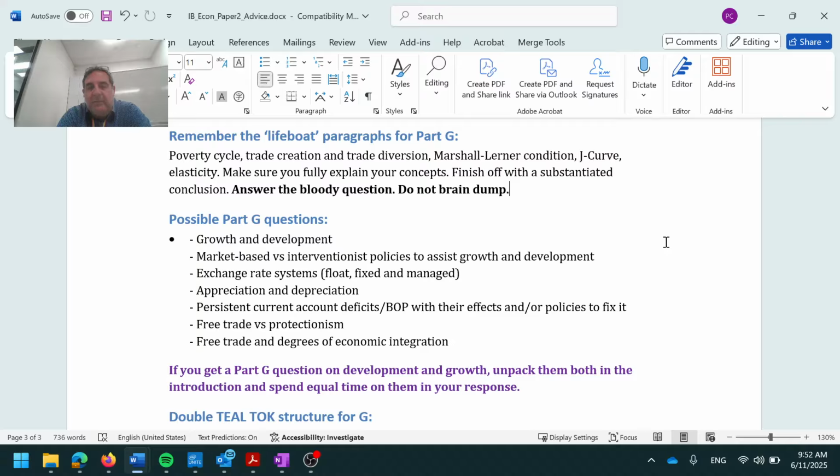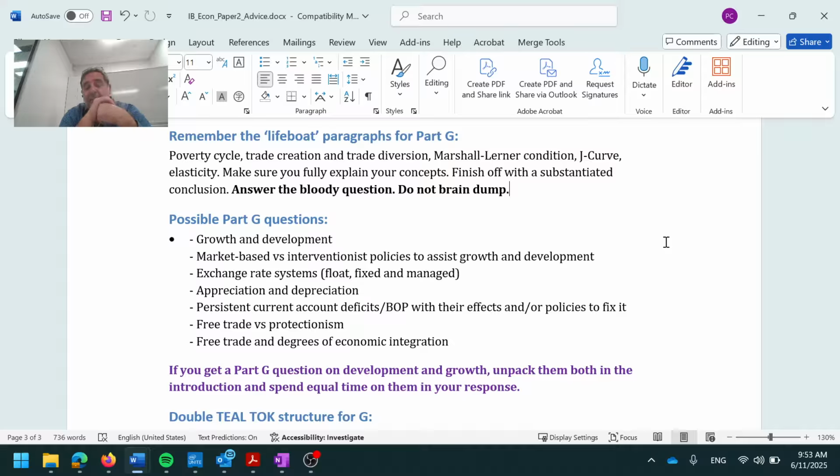In terms of development, the question could be specific and it could be about market-based versus interventionist policies. So, you talk about the market-based policy, but then you would also mention maybe that some of the interventionist policies might be just as effective or more effective. Okay, so that could be the angle they take.